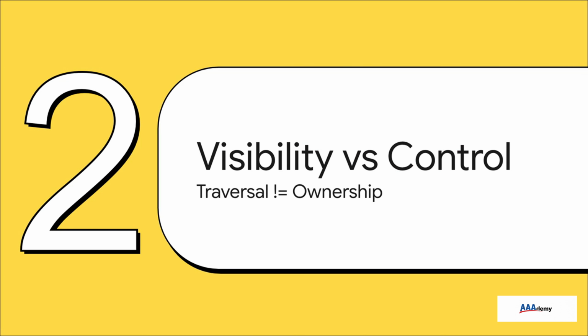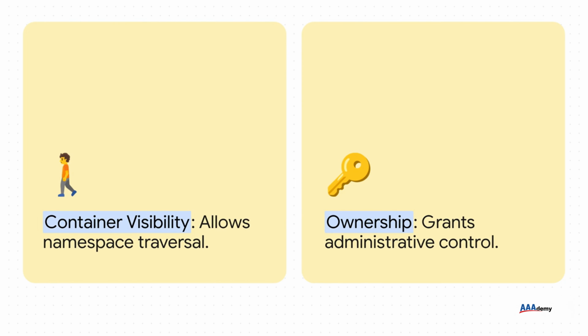Let's move on to Section 2, Container Visibility versus Ownership. Now, understanding this builds right into another massive exam trap, confusing traversal access with administrative control. Because once people realize they're missing a privilege in that chain, they tend to overcompensate in the absolute worst way possible. You really have to grasp the difference between these two concepts.